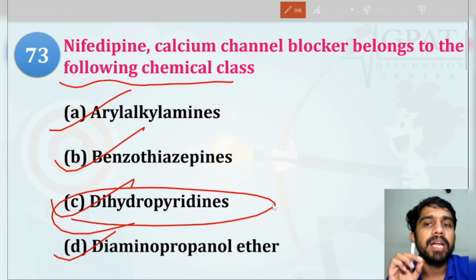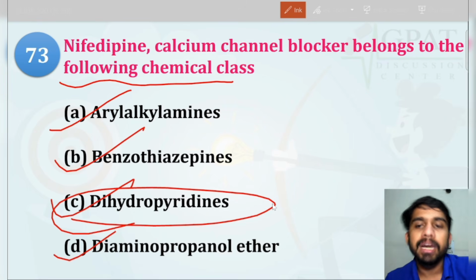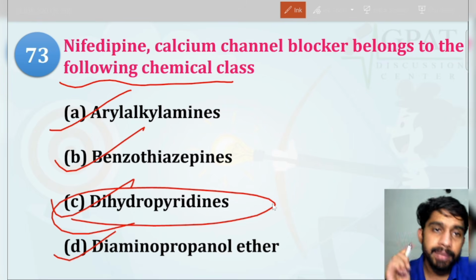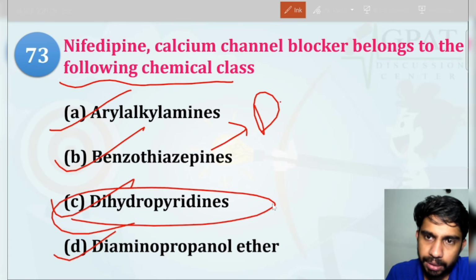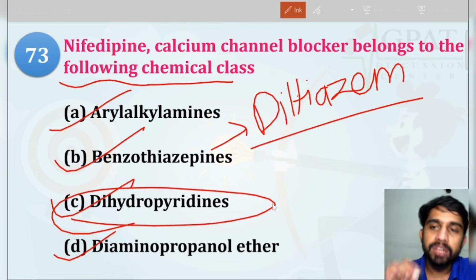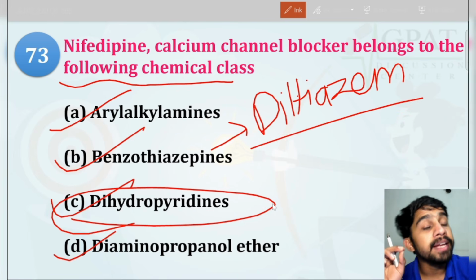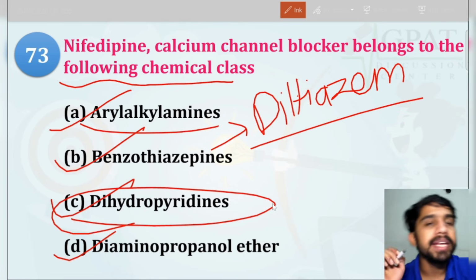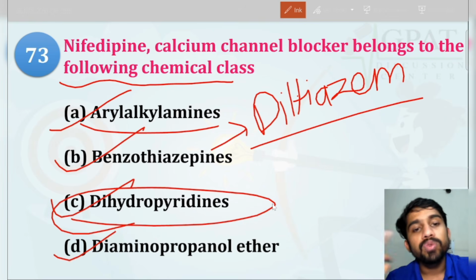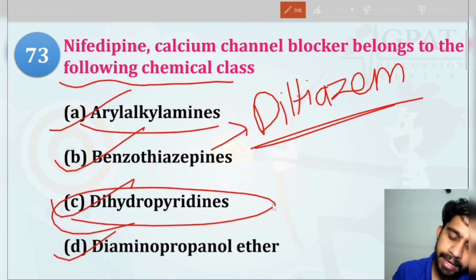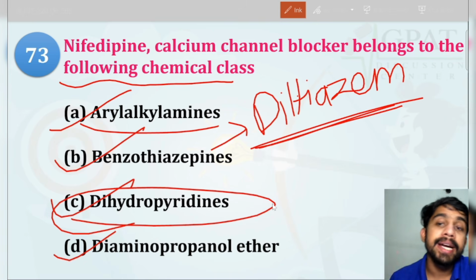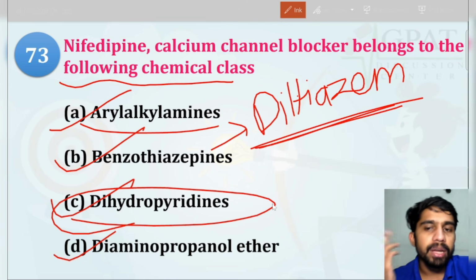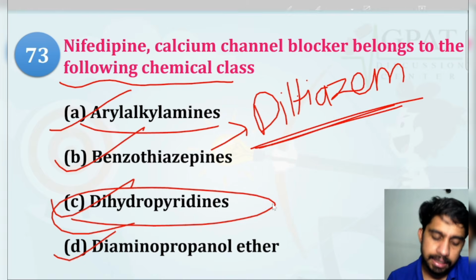It comes under nifedipine, amlodipine, felodipine. And if you talk about phenylalkylamine, there is verapamil. The next one was benzothiazepine, in which there was diltiazem. There were three classes of calcium channel blocker. First was the phenylalkylamine, or arylalkylamine, in which there is verapamil. Next was benzothiazepine, with diltiazem, and last was the dihydropyridine, with nifedipine, felodipine, and amlodipine. So the correct answer is option C.